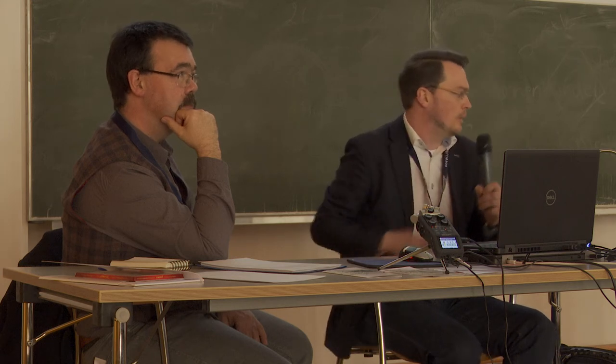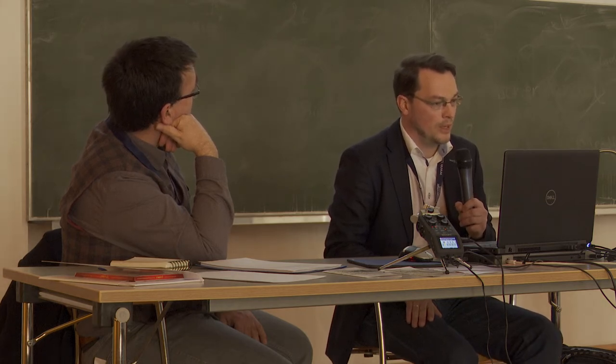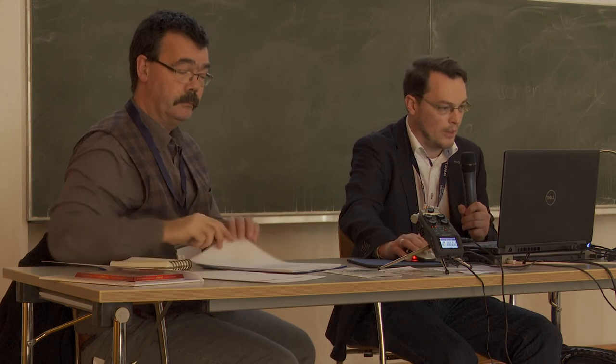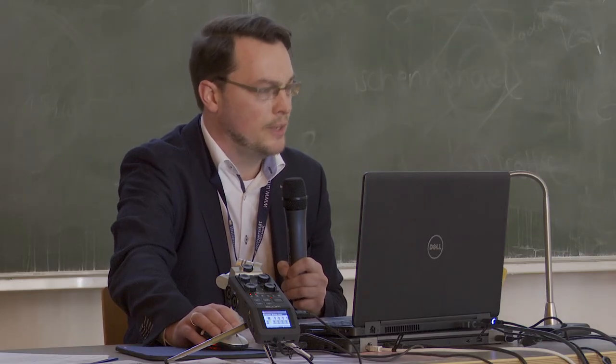What does large mean? This is a question. So we have a couple of publicly available models here and one model that is not publicly available yet. And you see most of these models have more than 300,000 tokens in the training set. Some models have few different writers, and one has extremely many writers, 800. Some of the models have special skills. We will talk about that later, what that means. And the CER varies from 2.5% to almost 9%.